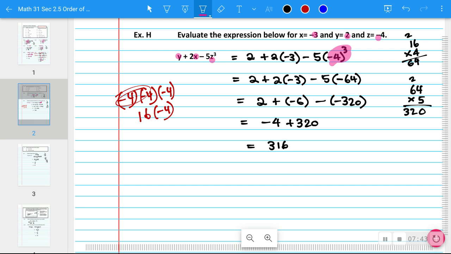Now we've got a mixture of adding, subtracting, and multiplying. Well, multiplying is higher priority than adding and subtracting, so we're going to do the multiplying. That gives -6, and 5 times -64, you can see some calculations off to the side, gives -320. All right, I see subtracting, so I'm going to change that to adding the opposite. And then the next priority here is the adding and subtracting in order. So you add those two and get -4, and then you add these two and you get 316. So that's our final answer.